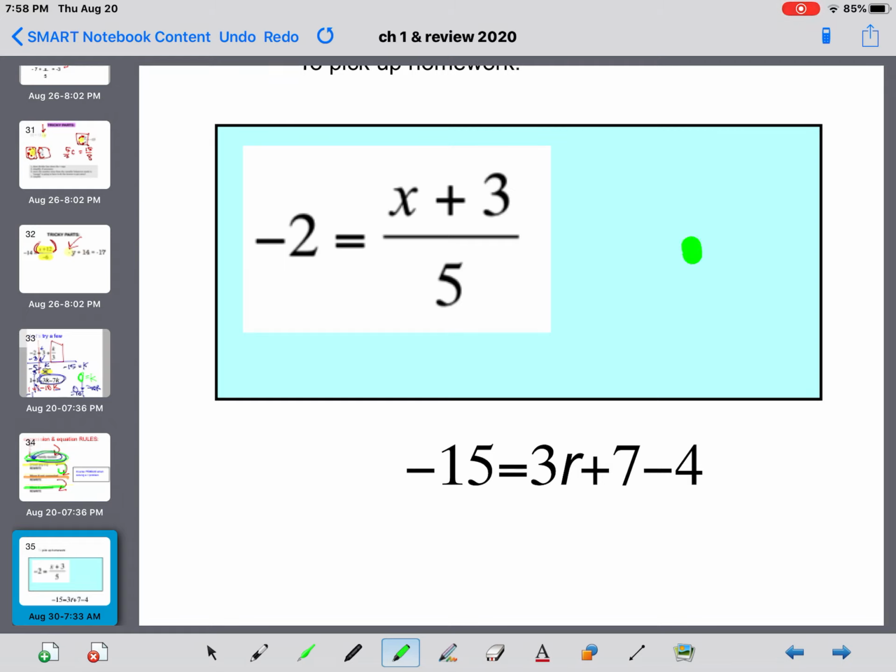So before you get started on homework, I want you to try this problem. If you get this problem right, then you're ready to go. Hit pause, solve the problem, and then see if your answer matches mine.